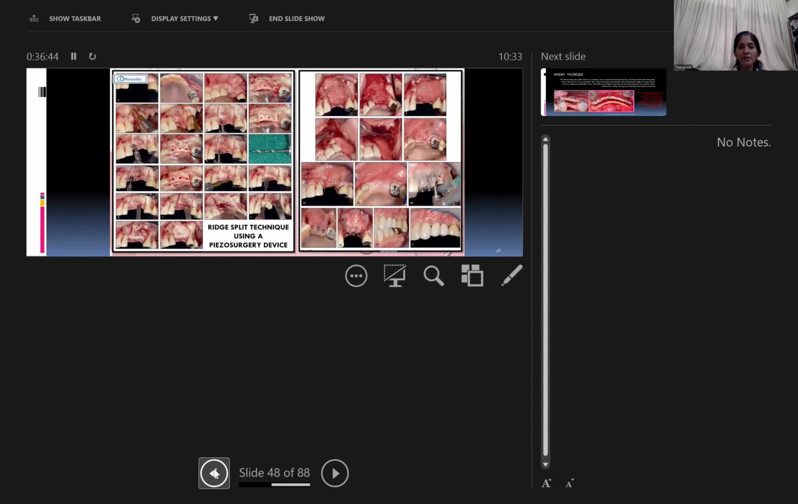Then you're going to graft the site, preferably with autogenous bone mixed with xenograft in a percentage of 70 to 30. Remember, the more autogenous bone graft, the more osteoinductive and osteoconductive properties. Then you're going to place bone tack screws and follow it up with the soft tissue closure. So this is how a ridge split technique is followed.